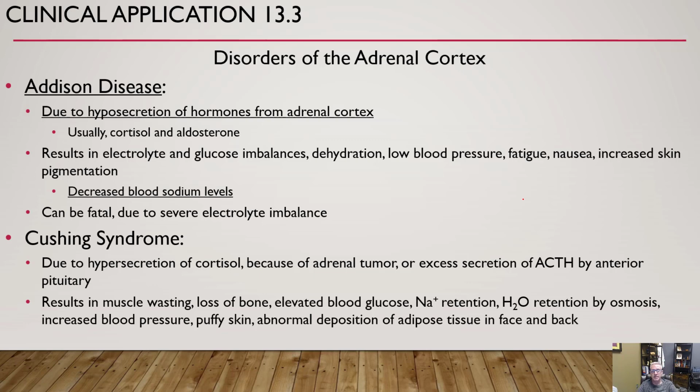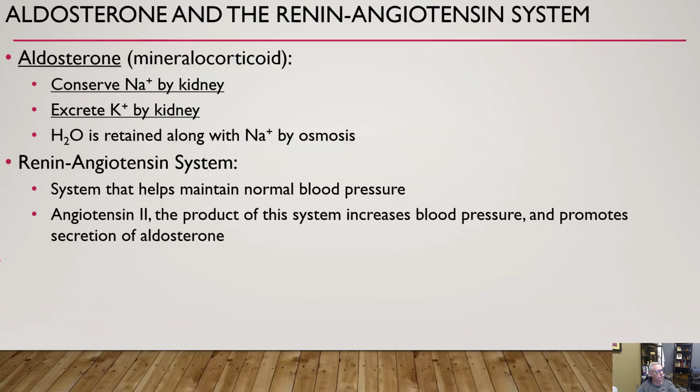But basically, Addison's disease is going to result in decreased blood sodium levels. And if we go back to what aldosterone does, it conserves sodium. So if we have decreased aldosterone, we're going to pee out more sodium and excrete more sodium. So we're going to have a lower blood sodium content.